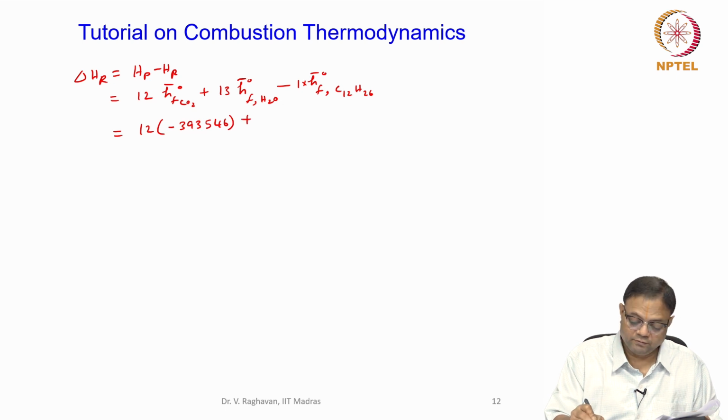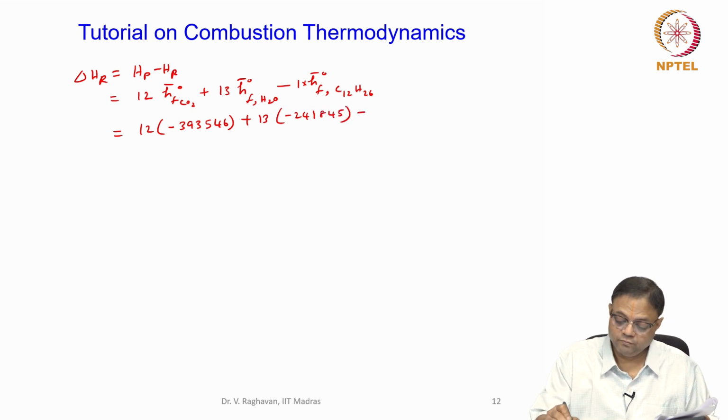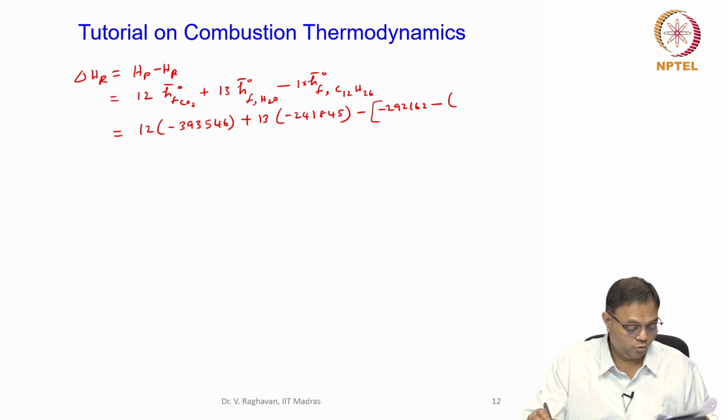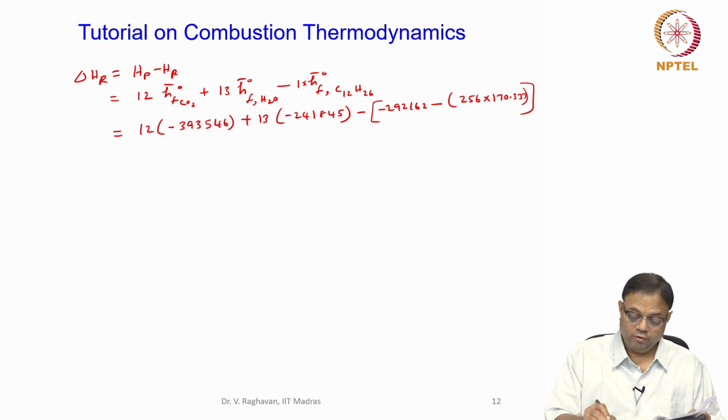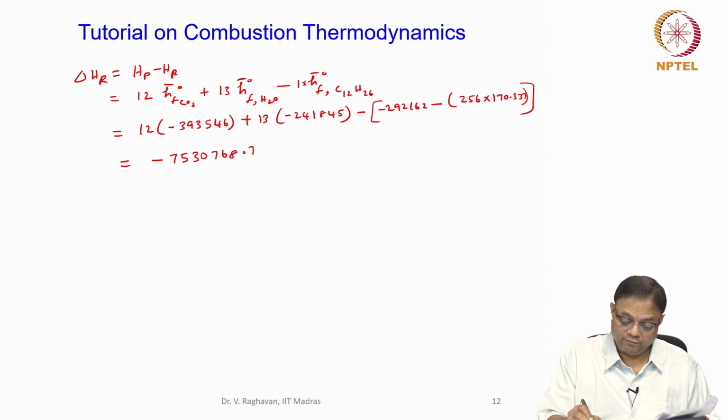So substituting the values: 12 into minus 393,546, plus 13 into minus 241,845, minus minus 292,162, minus 256 into 170.337. So I get a value of minus 7530768.7 kilojoule per kilomole of fuel.